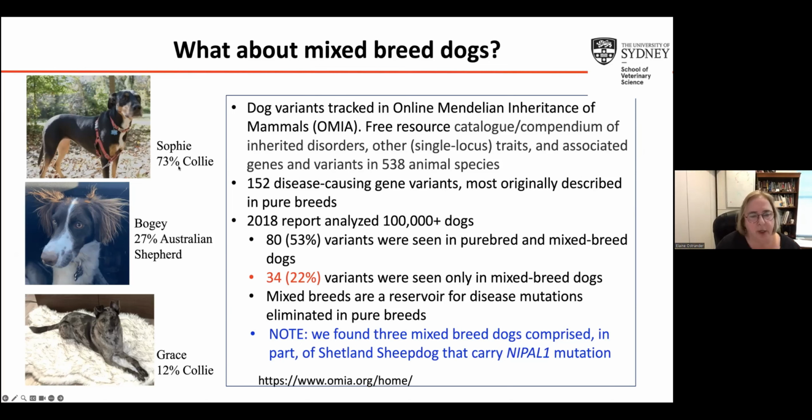So now dogs like Sophie, who's 73% Collie, Bogey, who's 27% Australian Shepherd, and Grace, who's 12% Collie, these are all at-risk breeds for our bladder cancer. And suddenly they become very useful because they have very small parts of their genome that are in that at-risk category. And I should say, we found 3 mixed breed dogs that were part Shetland sheepdog, all of which carried the exact same NEPAL1 mutation we found in the Shelties. So these mixed breed dogs, depending on their component breeds, end up being extremely useful.